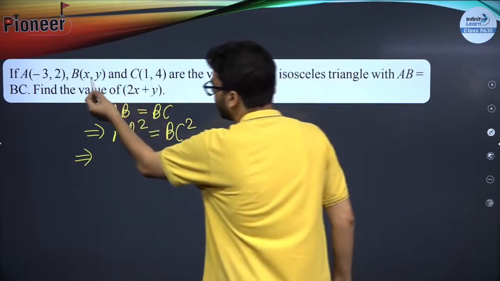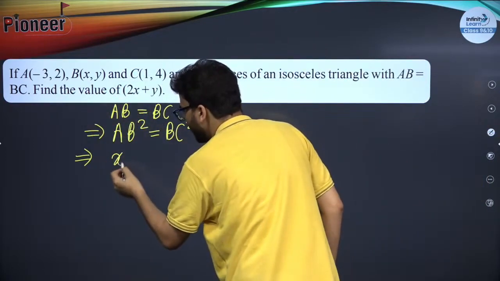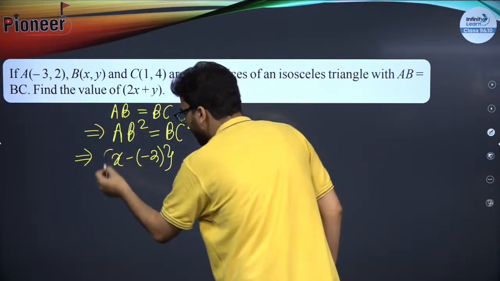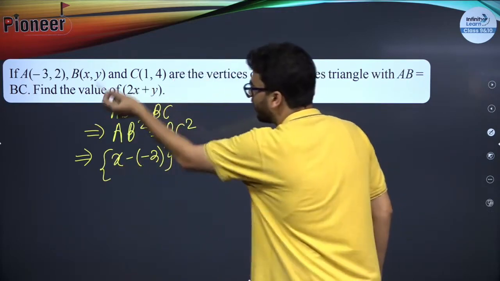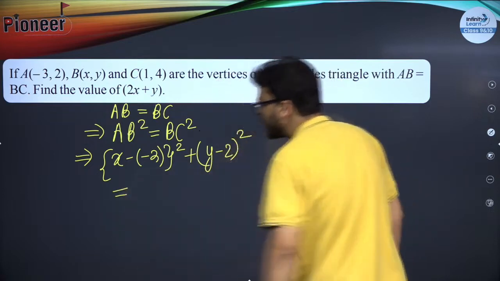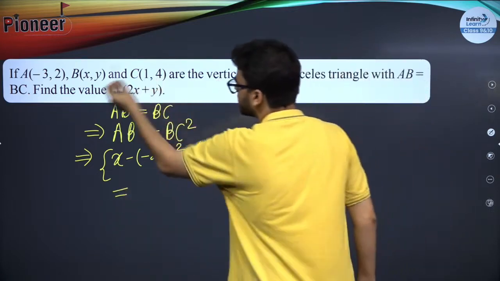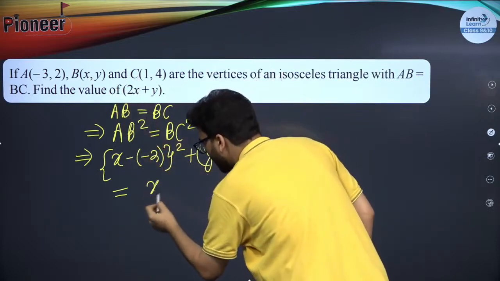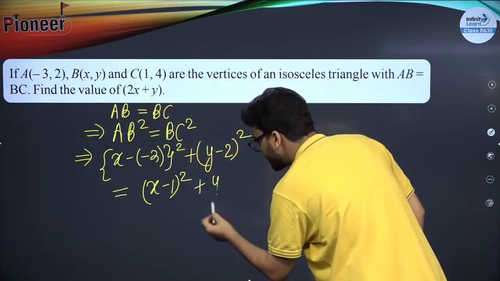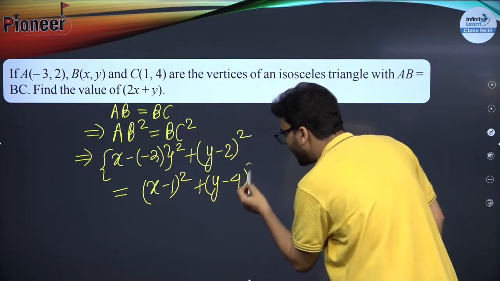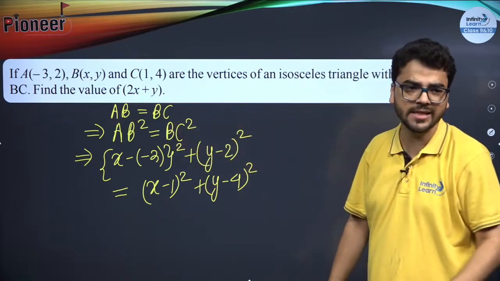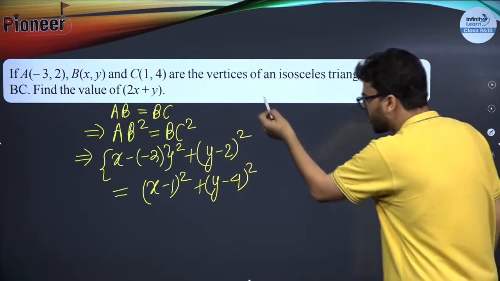So AB square will be what? x2 minus x1 the whole square, so x minus 3 is already there, therefore two negative signs. x2 minus x1 the whole square plus y2 minus y1 the whole square, so y minus 2 the whole square. And that is equal to BC square, so can I not take x minus 1 the whole square over here? I can take x minus 1 the whole square, y minus 4 the whole square. What is the problem in that? It's a direct thing. I am not writing the square root because I have already squared in the previous step. It will save your time. So you can just simplify this.